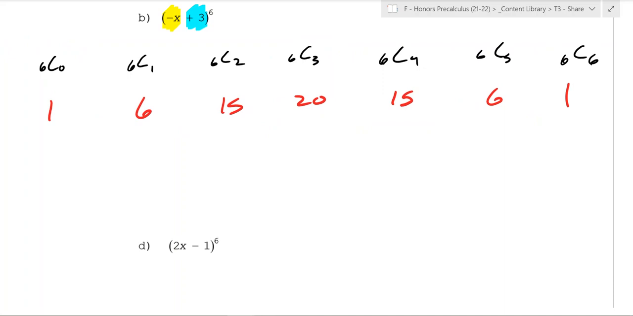And then remember, you're going to end up with the powers being, first, negative x to the 6th right here. So it's going to be negative x to the 6th. And then you end up with negative x to the 5th.